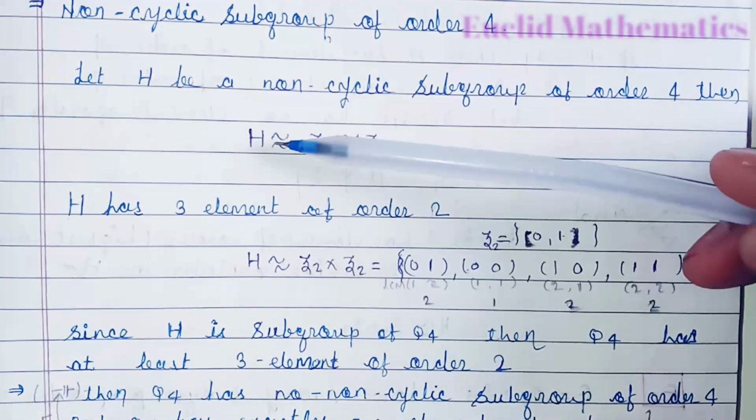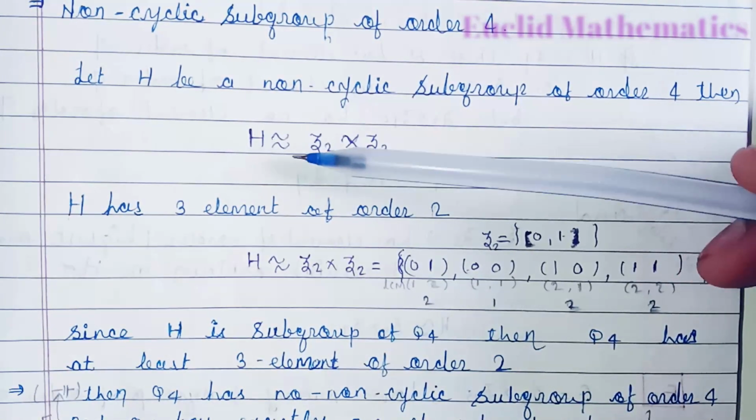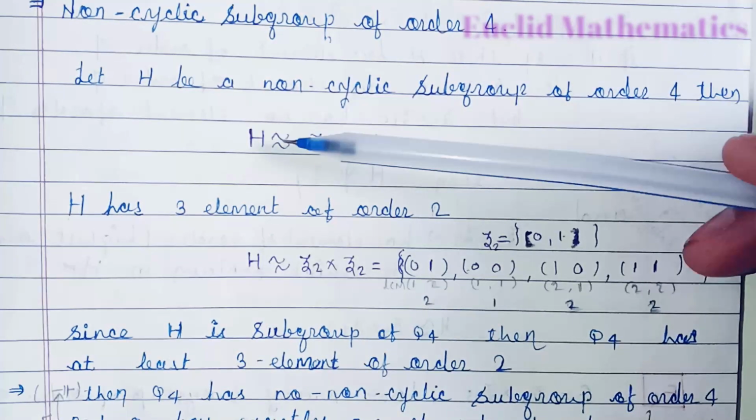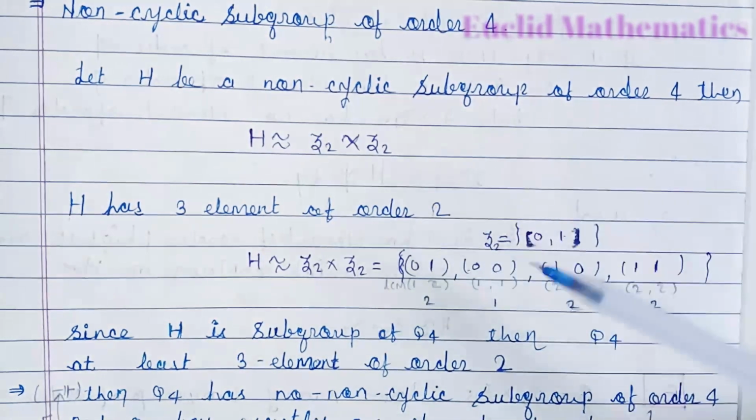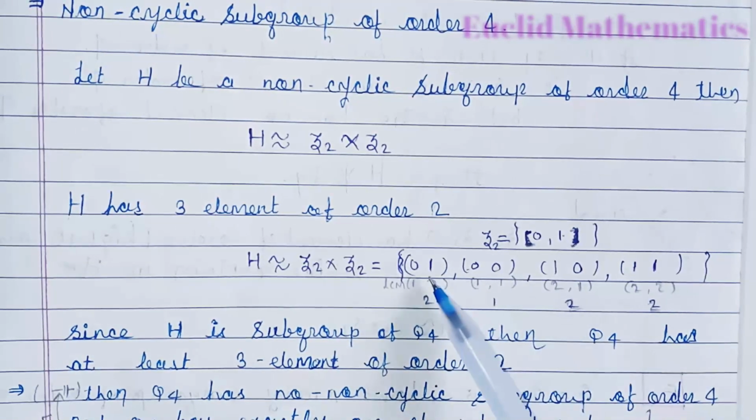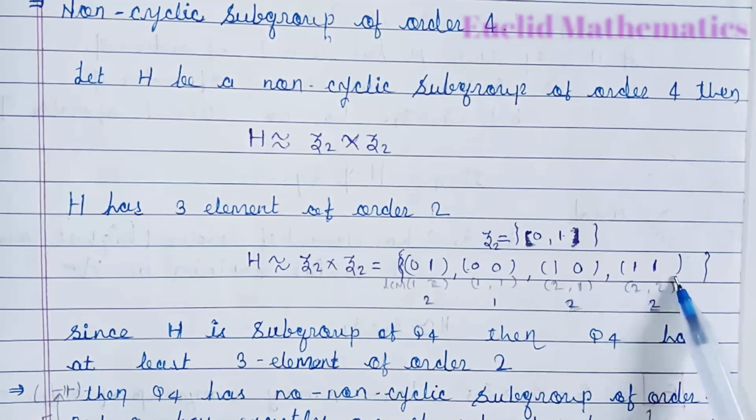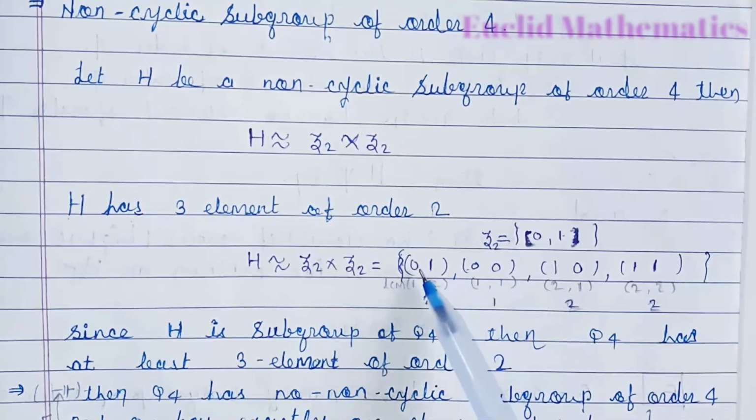Our subgroup means we have to take that subgroup from our Quaternion group. So is Z2 cross Z2 isomorphic to that subgroup or not, okay? We know that Z2 cross Z2 has 3 non-identity elements, (0,1), (1,0) and (1,1), whose order is 2. Why order 2? Because we have to take their LCMs, okay?